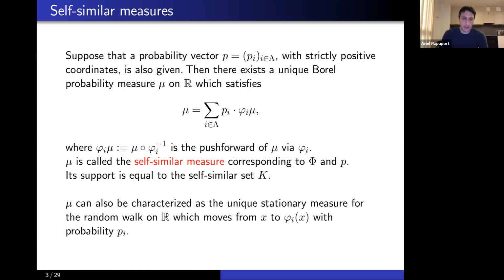And I'll describe a couple of different ways to characterize this measure. First of all, directly from the fact that mu satisfies this relation, it follows that it is the unique stationary measure for the random walk on R which moves from the point x to the point phi i of x with probability pi. This follows directly from this relation and from what it means to be such a stationary measure.